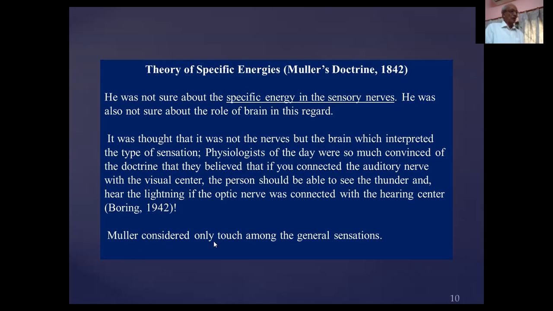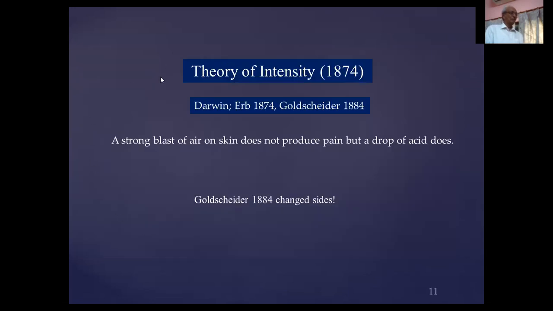Müller considered only touch among the general sensations, not pain. Already we have considered the theory of intensity, 1874. It was anticipated by Erasmus Darwin, Erb, and Goldscheider, 1884. So this was the 19th century, towards the end.